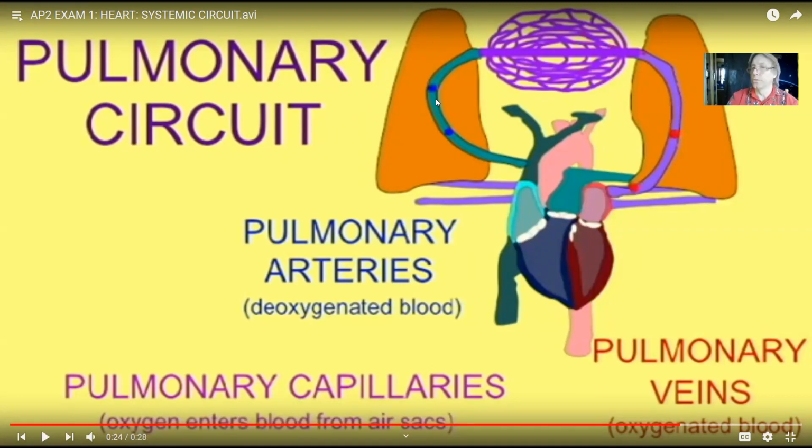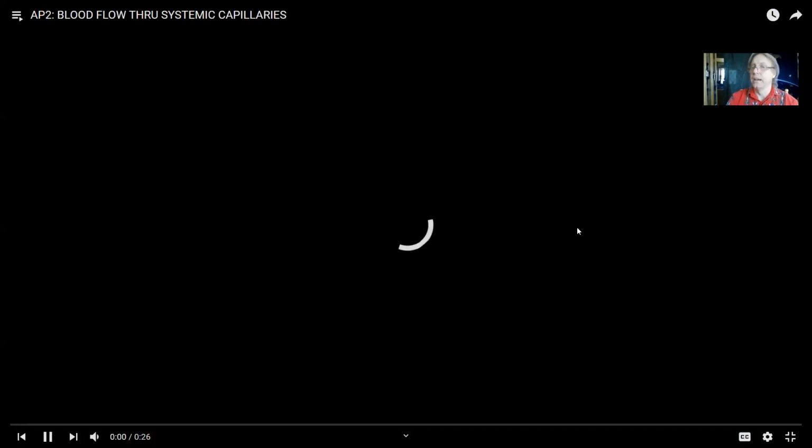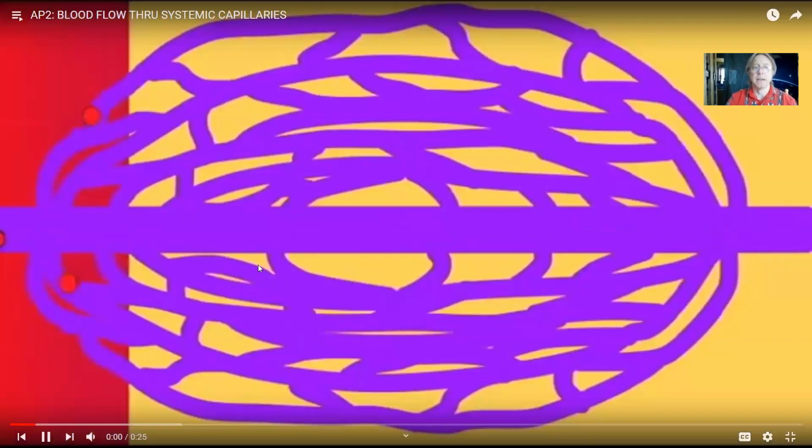Even though these are arteries, you don't have oxygen when you're going to the lungs. You only have oxygen when you're coming back from the lungs. And so in the pulmonary circuit, the right ventricle is the pump, and it is the pulmonary arteries which have the deoxygenated blood, and the pulmonary veins have the oxygenated blood. In contrast, the left ventricle, that is the pump of the systemic circuit.